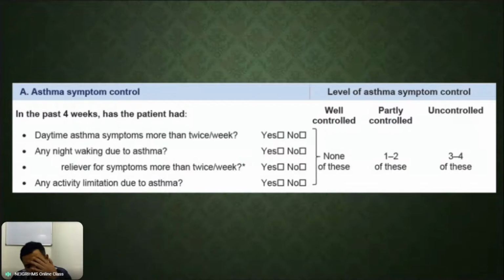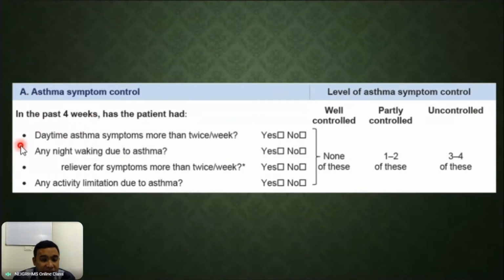Now, this slide is probably one of the most important slides. This is how we assess control, the level of control. So as you can see here, there are a number of symptom points here: well controlled, partly controlled, and uncontrolled. Now, the most important thing here is when we ask the questions, we have to remember that we are looking at their most recent history. That is in the past 4 weeks only, in the recent 4 weeks.